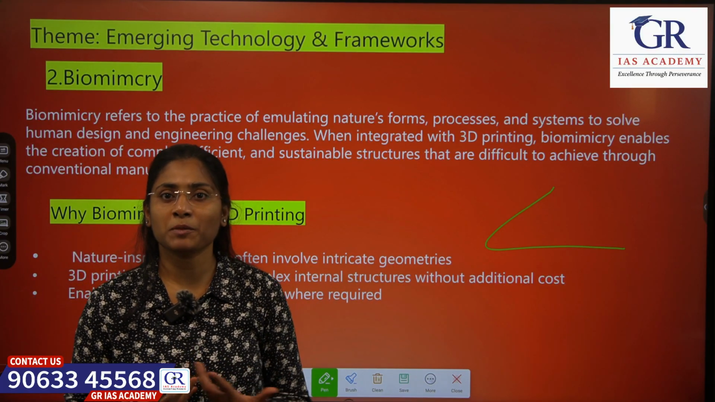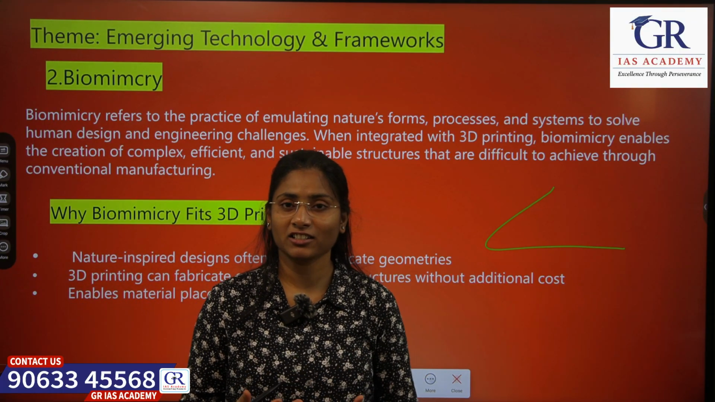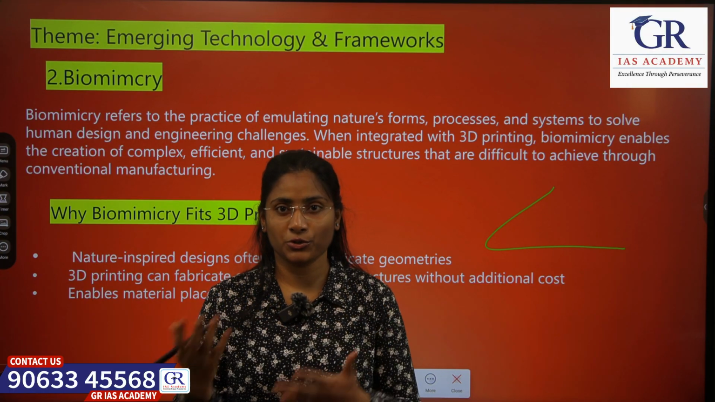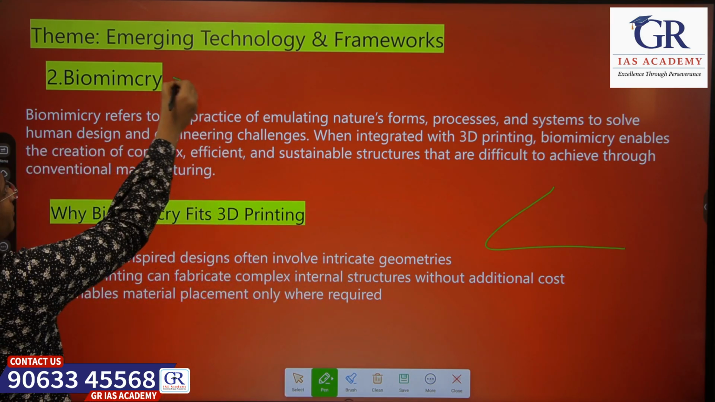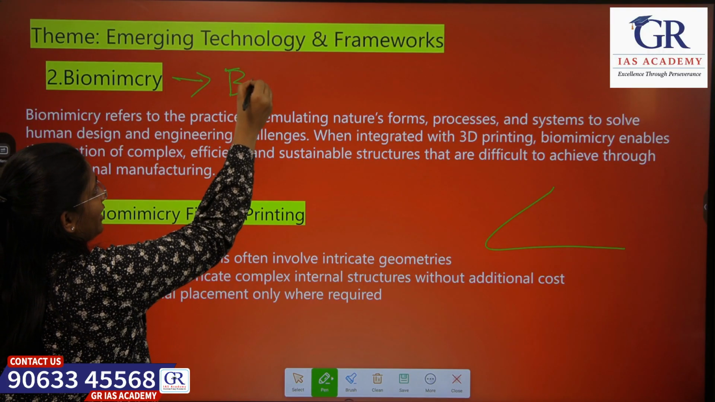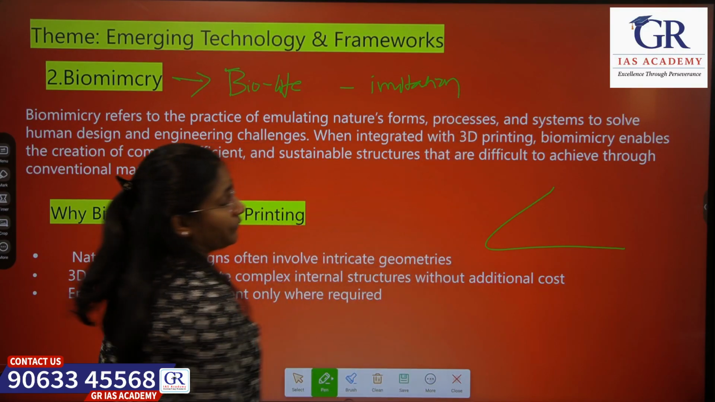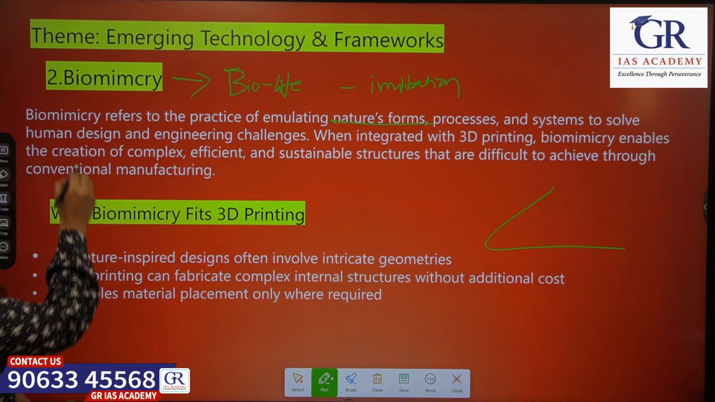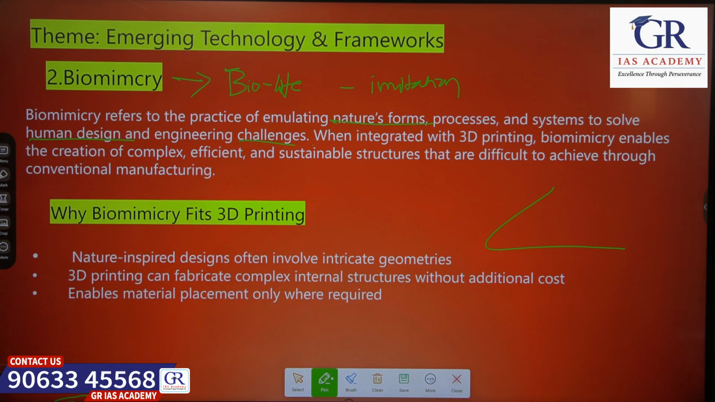So this is called biomimicry. We are finding solutions for our problems from nature and then we are implementing and engineering those solutions. So right, that is what biomimicry is. Bio means life, mimicry means imitation. So we'll be imitating nature's forms to solve our challenges. Okay? So why does biomimicry fit 3D printing?